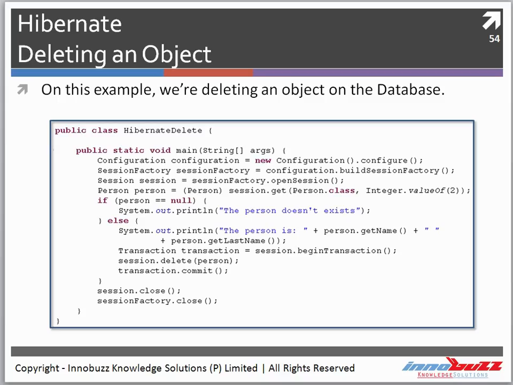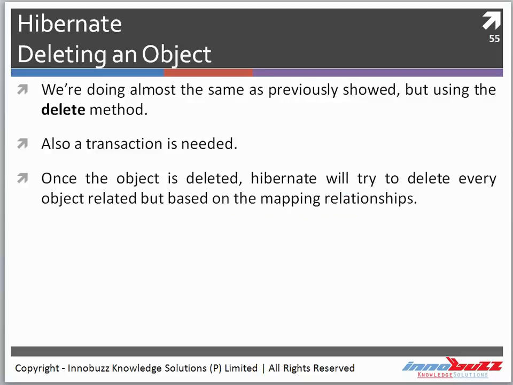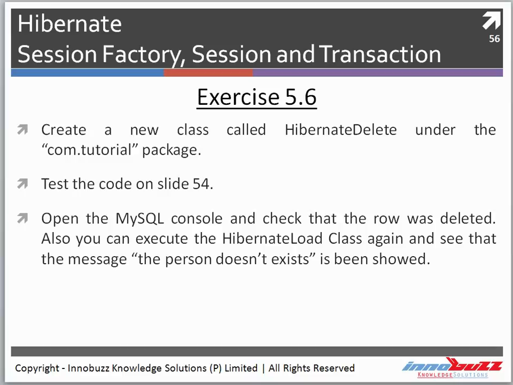In this example, we want to delete an object from the database. This is achieved using almost the same code as before, because the first thing is to load the object from the database. If the object is found, then we open a transaction and the delete method is called using the session object. After this, the transaction is committed and the session object closed. Review these additional comments about the example. Continue with this exercise.